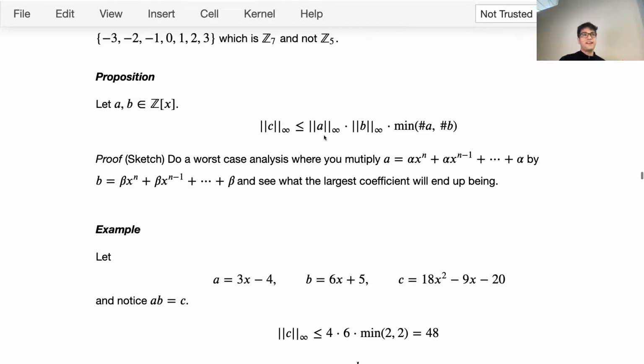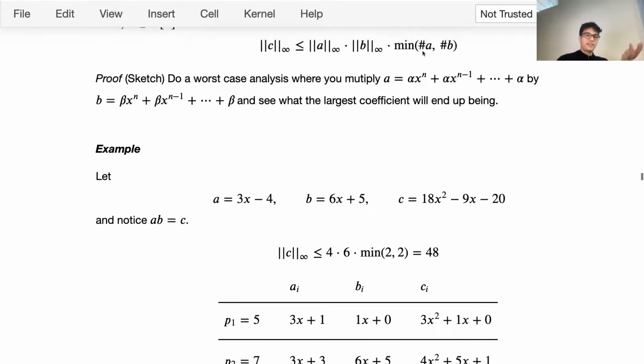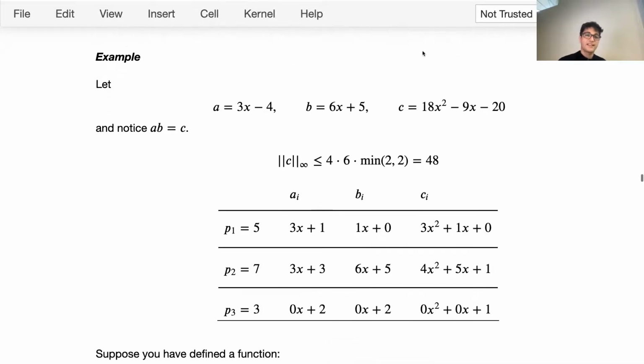It's the height of A, that's the largest absolute value of the coefficients of A and B, multiplied by the minimum number of terms of A or B. You can basically just use the degree, you don't even have to count the terms, because the degree of A and the degree of B is going to be larger than or equal to the number of terms it has.